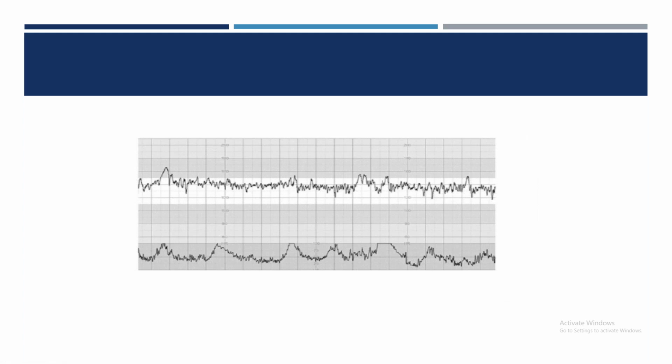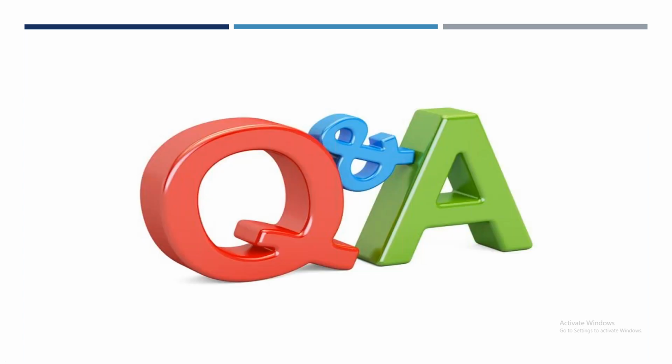This one, I think I don't need to tell anything. This is the normal CTG, correct? Variability is normal, heart rate is normal, accelerations are present. Correct? So now we'll go to the questions.